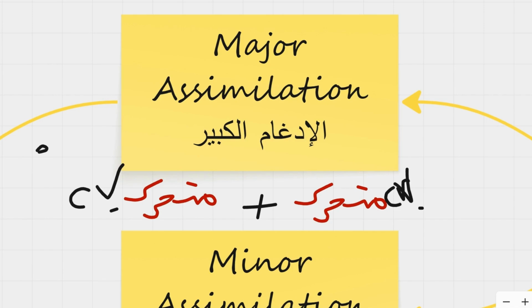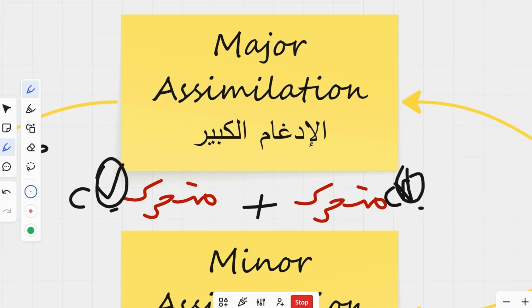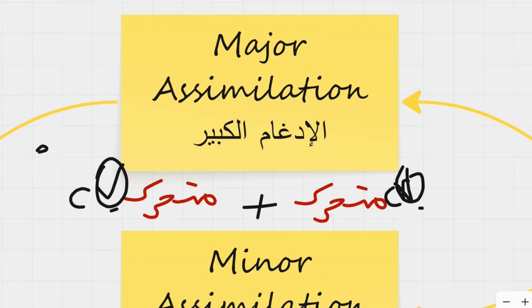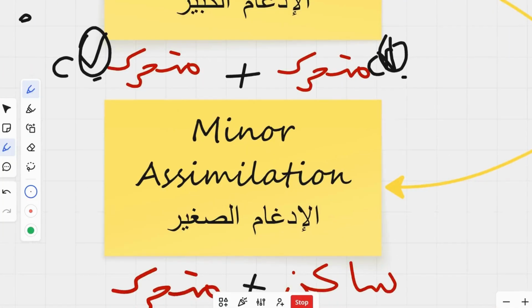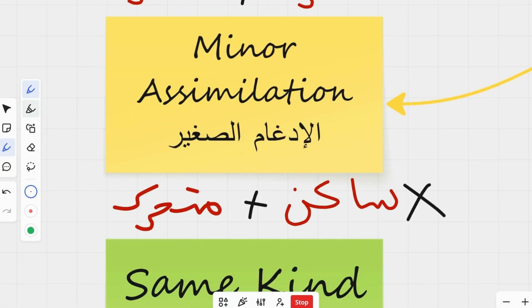Now, this is strong and this is strong. هذا معضل وهذاك معضل. They're going to fight. We can't have two masters under the same roof. So one of them has to go. One of them has to lose the vocalic part to be fused into the other. This is why it's called idgham kabir. As opposed to minor, where this already doesn't have a vowel.